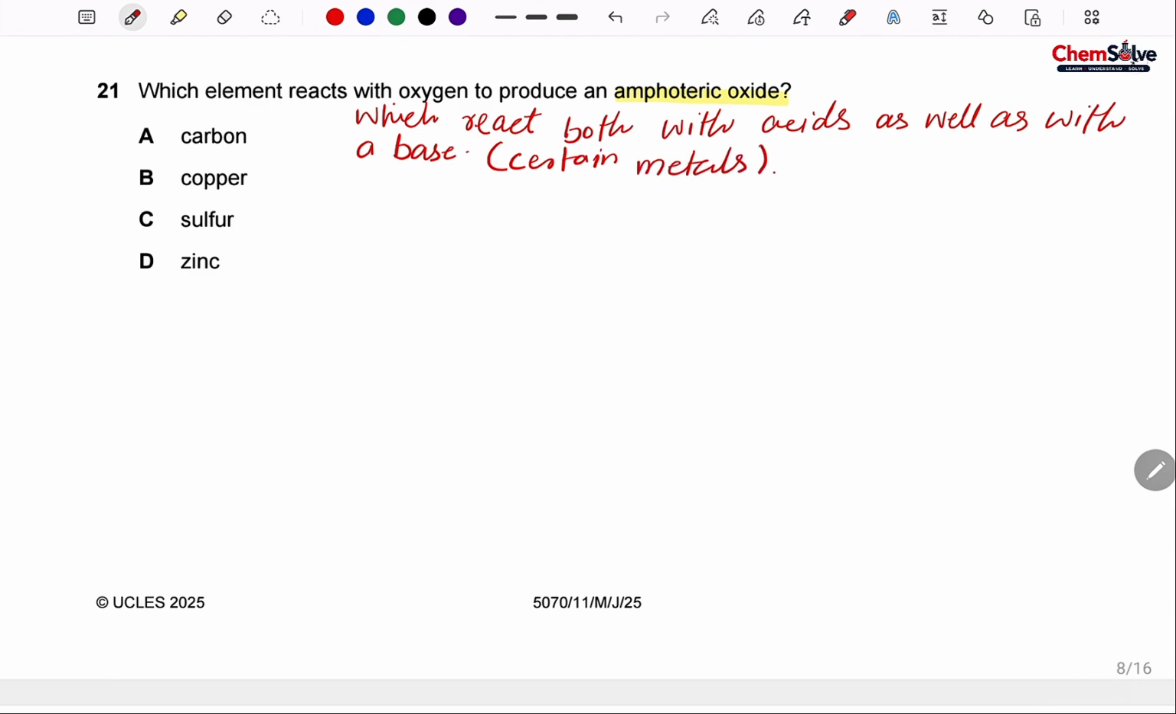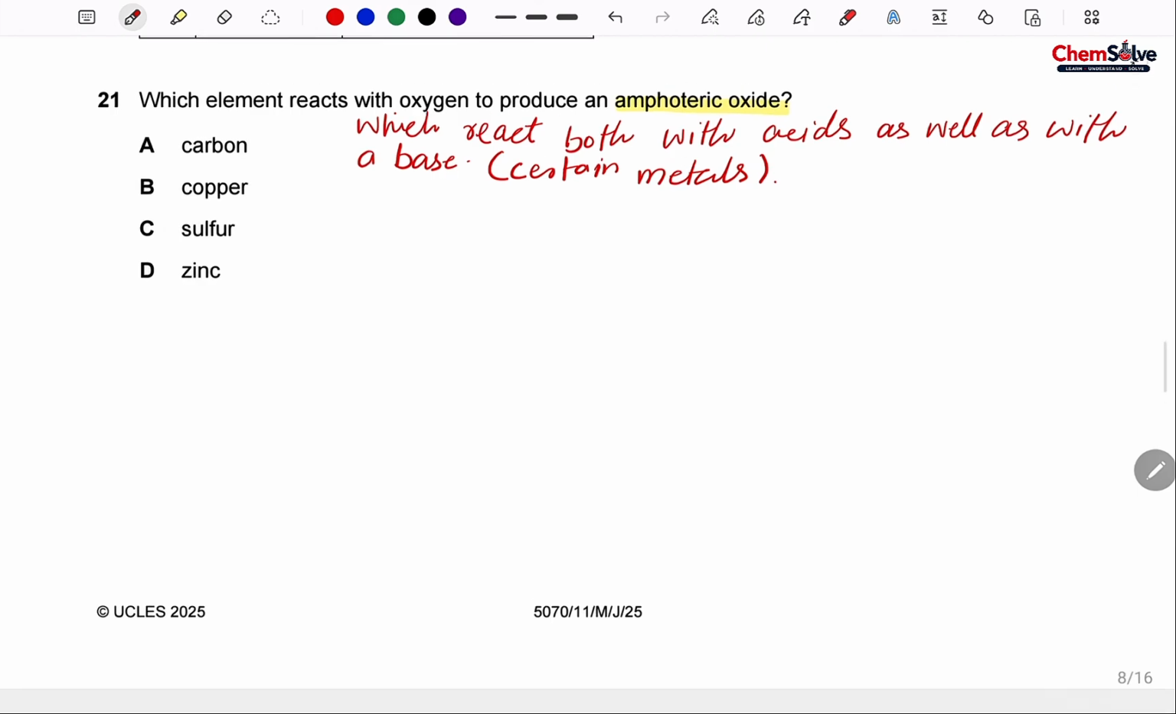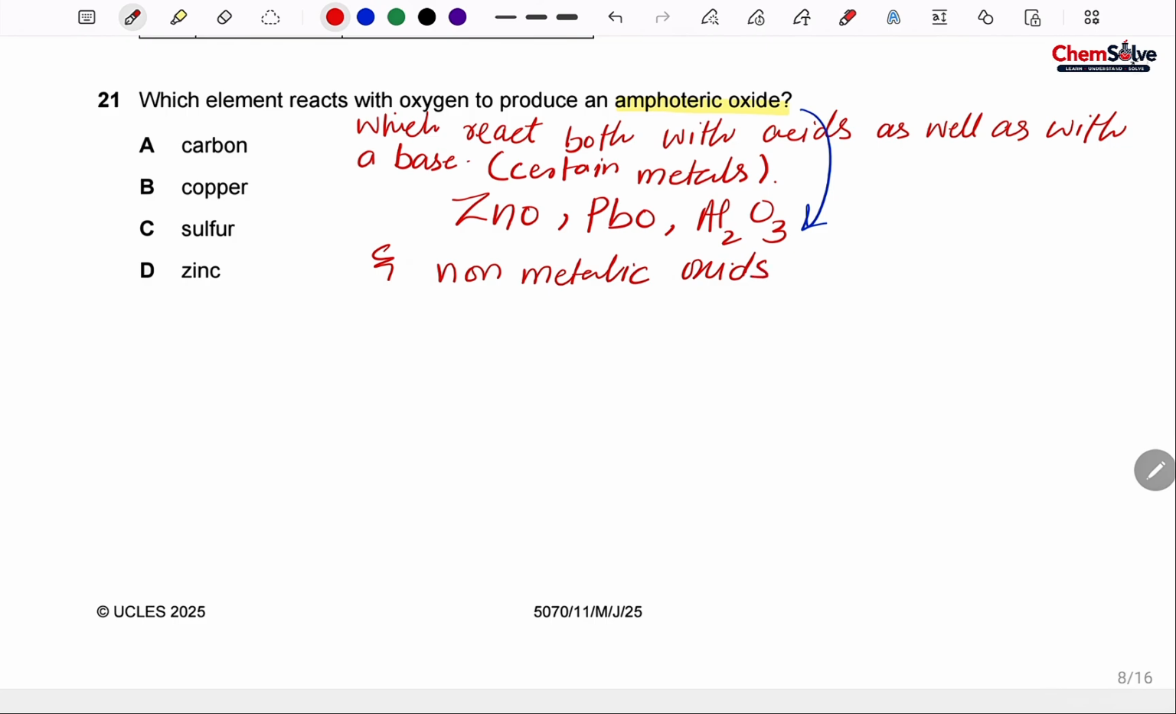and for the 5070 and 0610 syllabus you should remember that zinc oxide, lead oxide, aluminium oxide, these are the ones which are amphoteric oxides. Okay, and in addition to that, non-metallic oxides are acidic in nature.